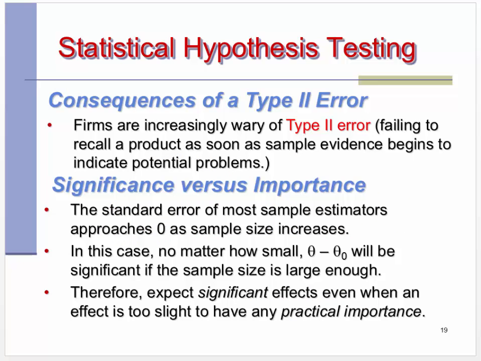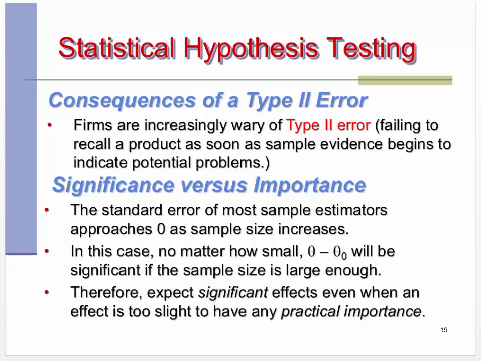The consequences of type 2 error. Nowadays, companies are increasingly wary of type 2 error, that is, failing to recall a product as soon as sample evidence begins to indicate potential problems. They could care less about type 1 error, that is, putting an innocent person in jail, or just not letting a good product go into the marketplace. But they are more concerned about type 2 error, that is, letting criminals go free, or letting the defective product be in the marketplace. That's going to hurt their reputation, the brand image, and the revenues.